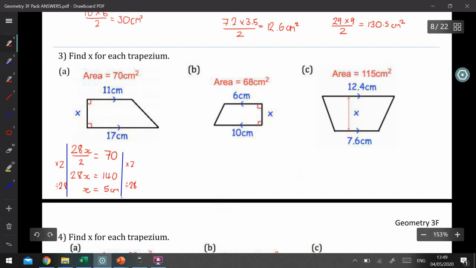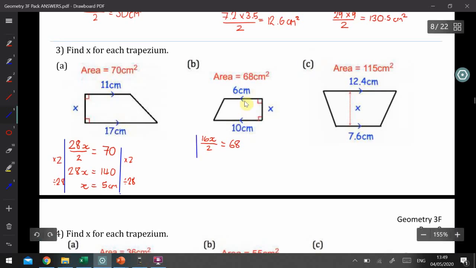First thing I would do is add together the two parallel sides, 6 and 10, so that would give me 16, times by the height, which is x, so 16x, and then divide by 2, and that would give me the area, which is 68. So we're going to undo this equation, times by 2 first, so 16x is 136, and then we're going to divide by 16.